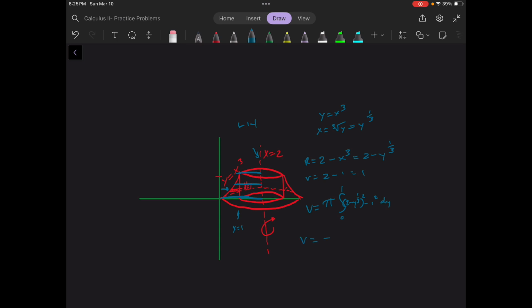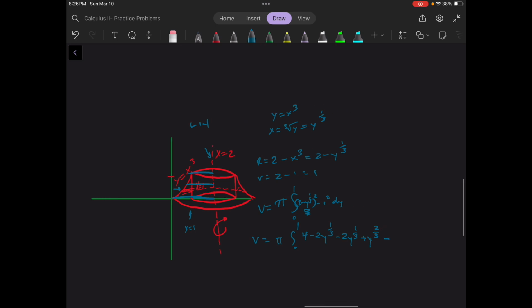So volume equals pi. Let's factor that. Foil this out. 0 to 1. Square the 2 and you get 4. When you do an inner, you're going to get a 2y to the 1/3. Outer, you get the same thing. And last, you're going to get a y to the 2/3. Then we have that minus 1. And we have a dy.